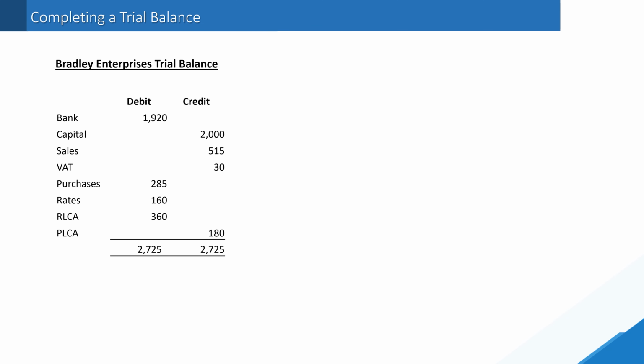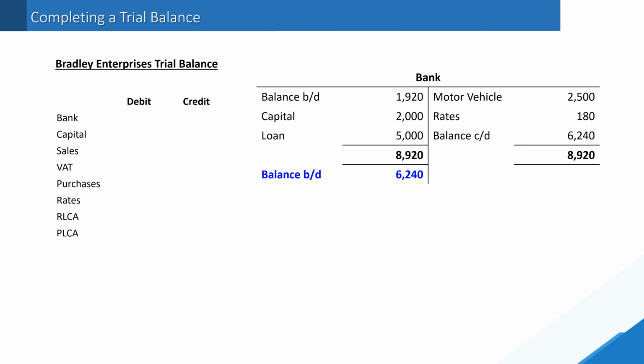We have started the period with an initial trial balance. We have completed some double entry transactions, and now it's time to update that trial balance with those transactions. The bank account showed a balance brought down of £6,240. The balance brought down is on the debit side of the bank ledger account, and it will be recorded on the debit side of the trial balance.